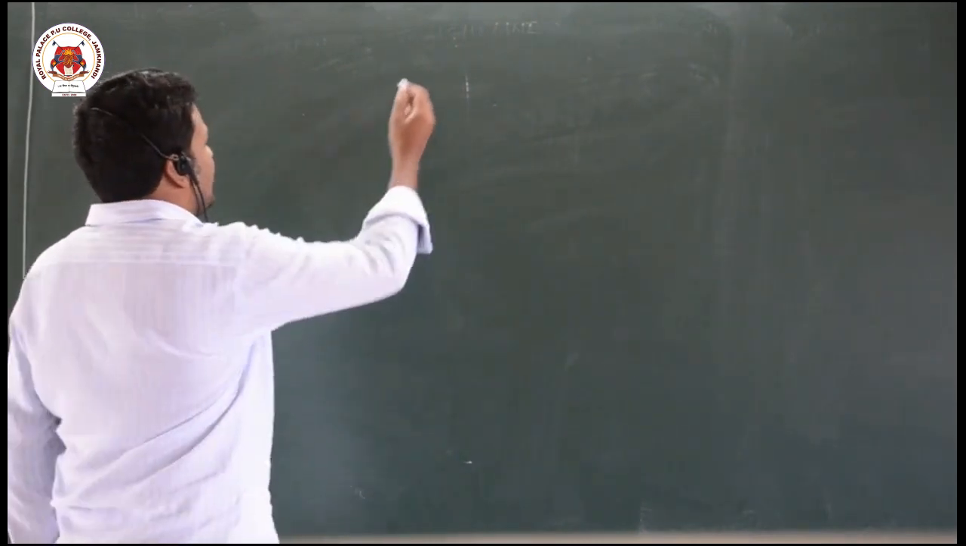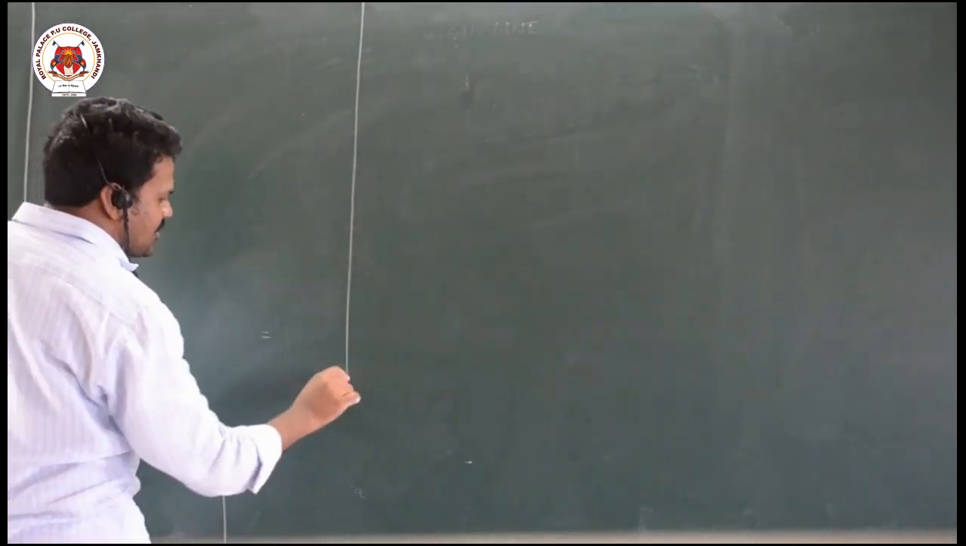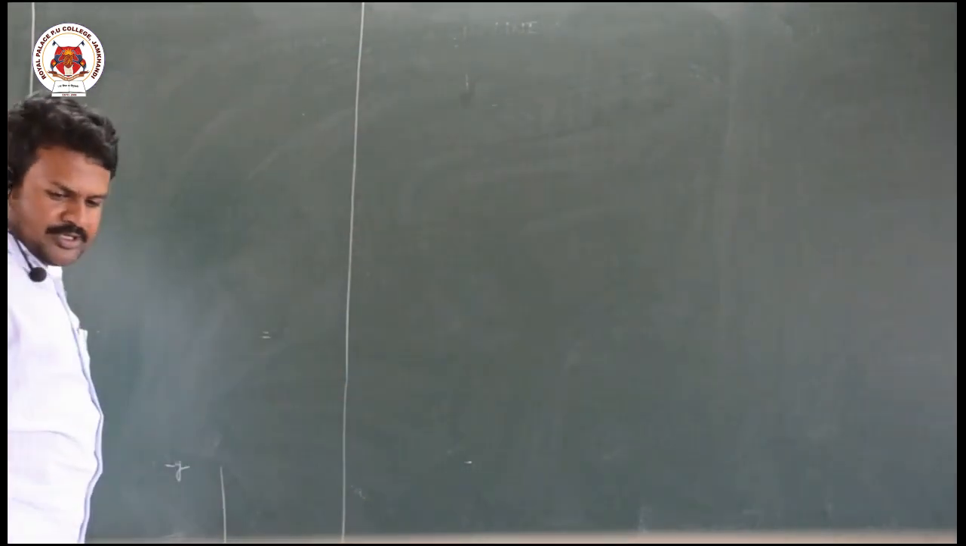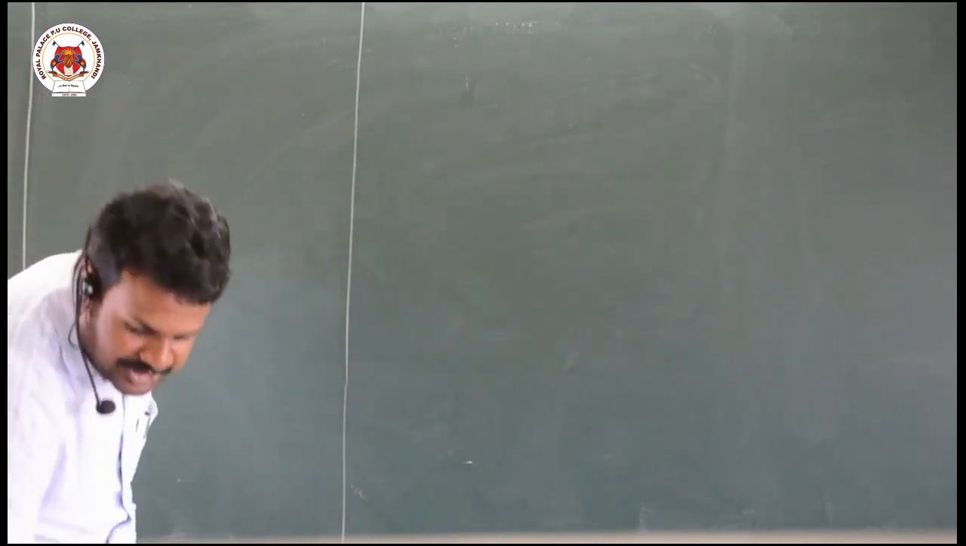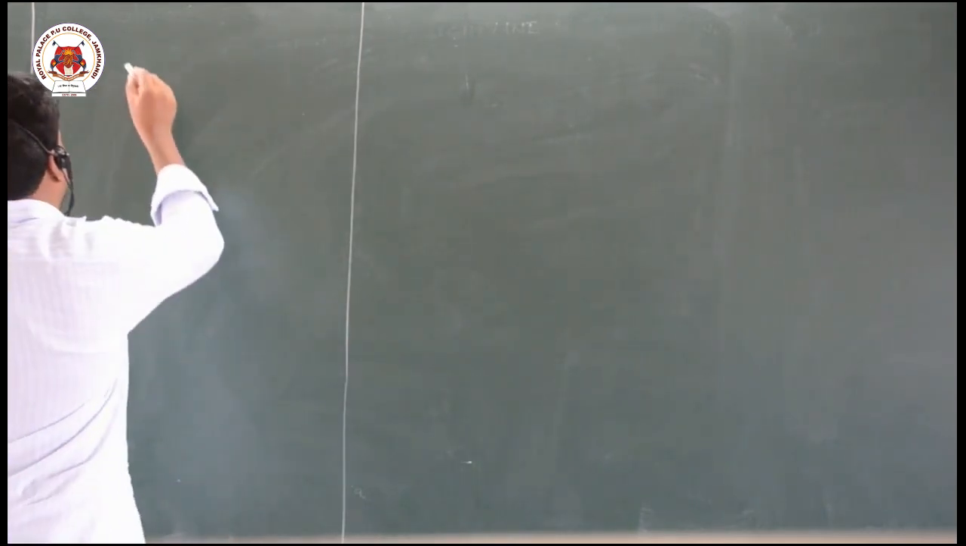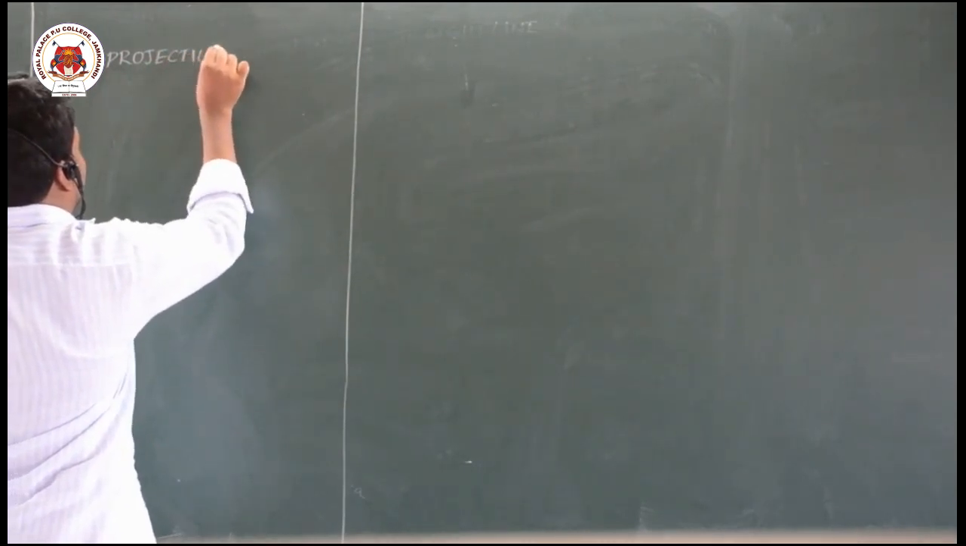In this two-dimensional motion, first I will discuss projectile motion. Projectile motion is one of the examples of two-dimensional motion, so from that you can understand what two-dimensional motion is. Let us discuss projectile motion. We will just recap the formulas of projectile motion.